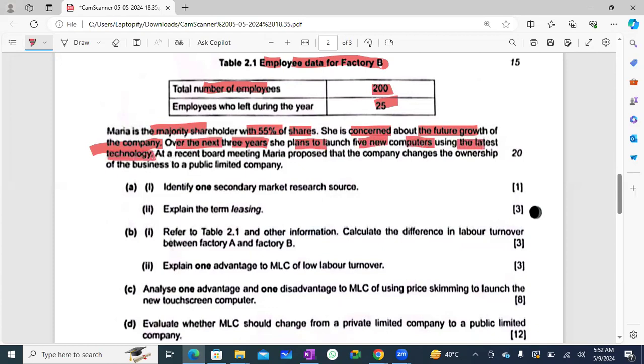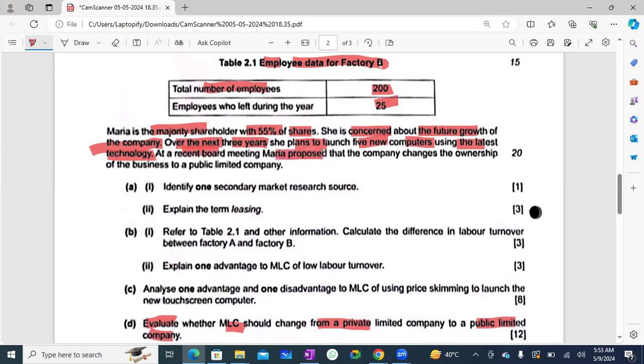So here you can see again that converting its PVT limited into the PLC is very important here, because she is going to launch 5 new computers in 3 years. Because the question is about, if you see the D part, that evaluate whether MLC should change from a private limited company to a public limited company. That is why I'm saying the importance of why we should convert into the PLC.